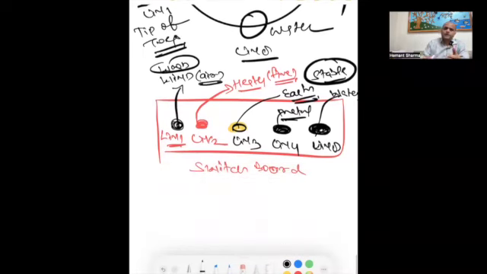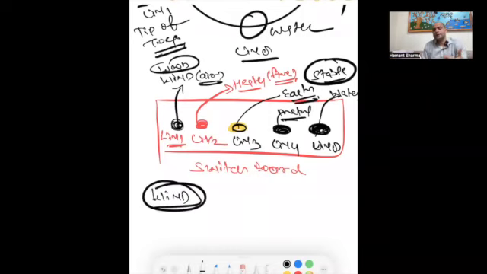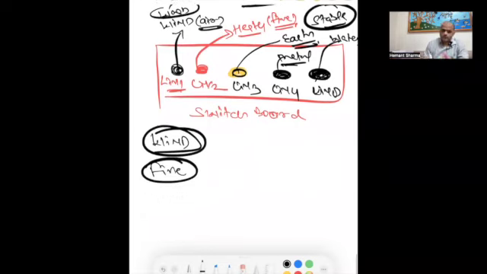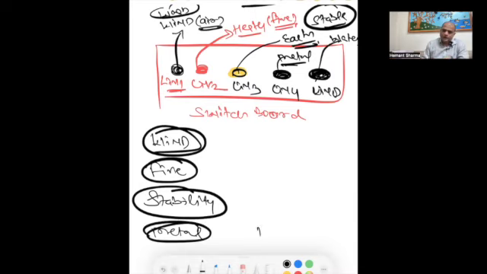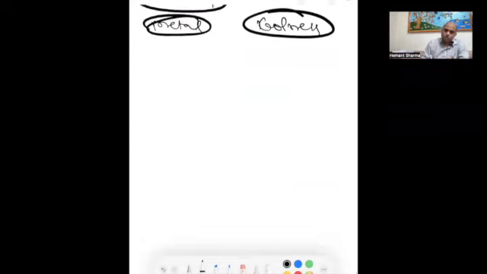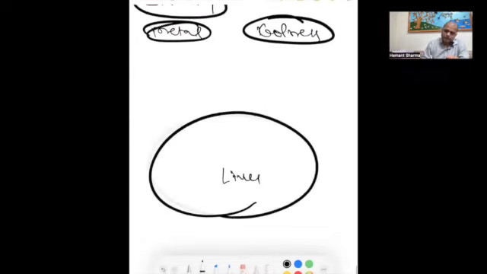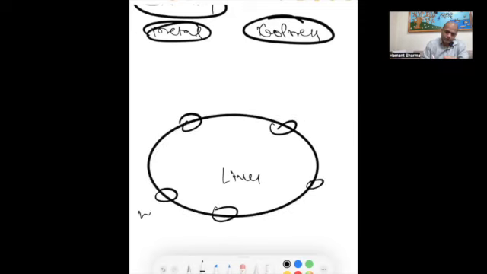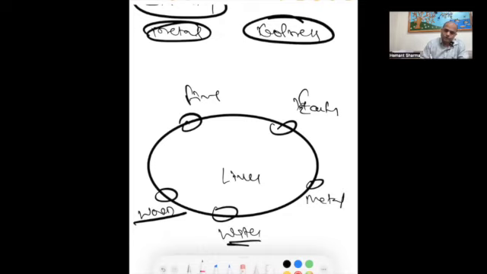So now we can consider we are having one switchboard. If we want to increase or decrease the wind, we can do that. If we want to increase or decrease the fire, we can do that. If we want to increase or decrease the stability, we can do that. We'll be discussing the metal later on. And if we want to increase or decrease the coolness, we can do that with the help of the water element. So we can do anything just by these 5 points: wood, fire, earth, metal, and water.